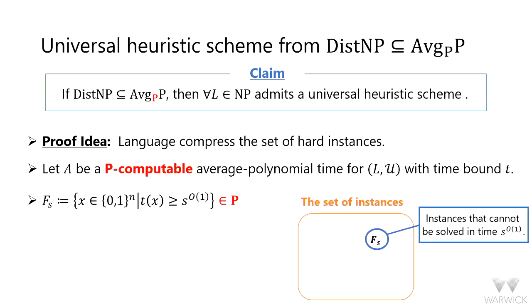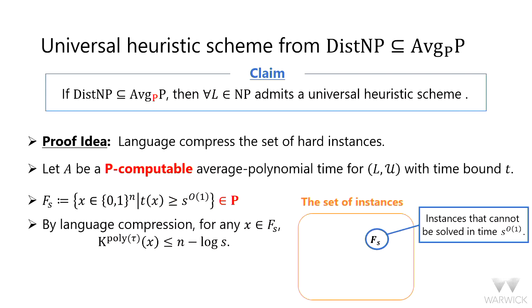So this is a pictorial image. You have the set of instances, and there is a tiny set of instances that cannot be solved efficiently. Let's take a parameter S, and let's say this is a set of instances whose time bound is at least S. So this set is guaranteed to be very small, so we can apply a time-bounded language compression to show that for any hard instance, the time-bounded Kolmogorov complexity is small. We can bound this by n minus log s.